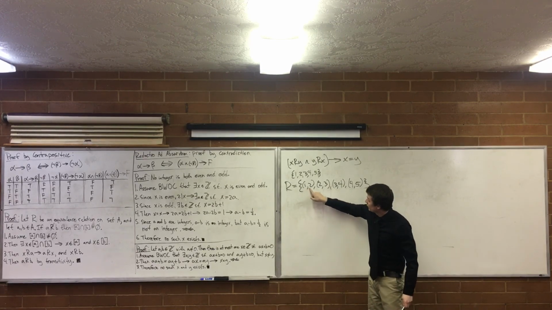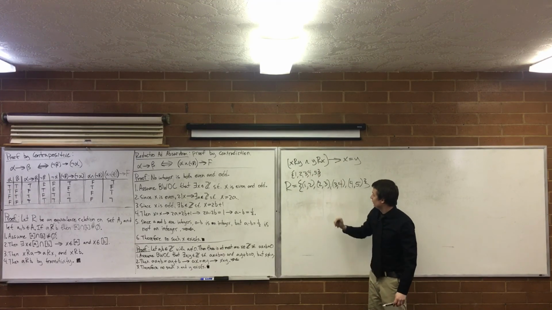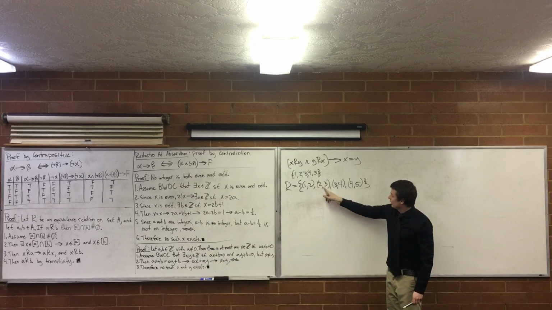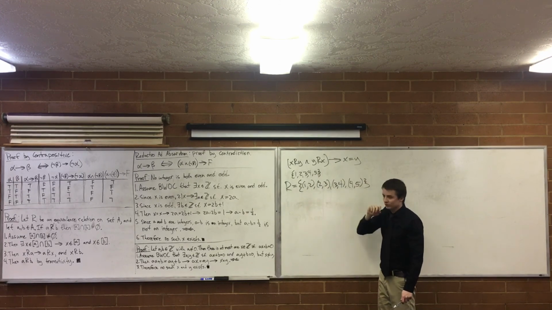Well, if we have 1 related to 2 and 2 related to 1, we don't have that. So false implies anything is true. If we have 2 related to 3 and 3 related to 2, we don't have that. So false implies anything is true. What? That makes zero sense.